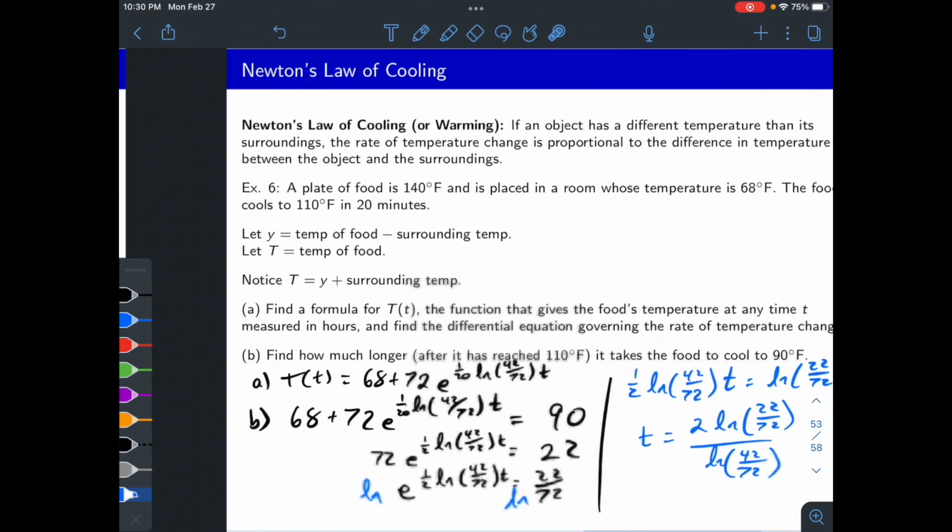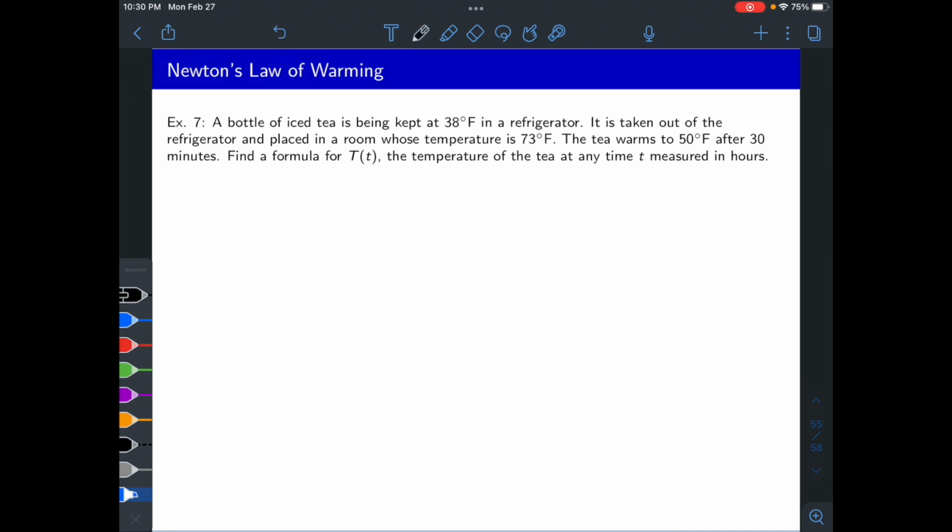So back to this problem. So we have dT/dt is equal to k times T minus temperature of the surroundings. Okay, it's taken out of the refrigerator, placed in a room whose temperature is 73. So 73 is the temperature of the room, so we want to use the temperature of the room here. The bottle of iced tea is being kept at 38 degrees. So that's going to be the initial temperature, but the temperature of the surroundings is going to be 73.